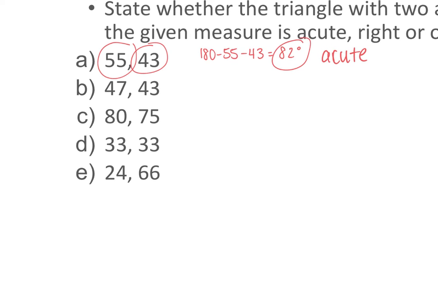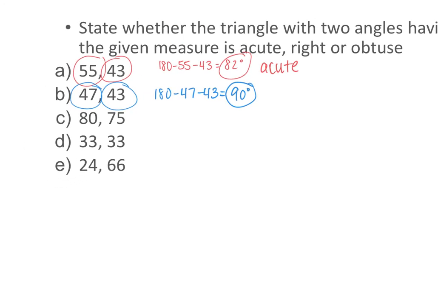Let's do the next one. We've got 47, 43. And now let's do 180 minus 47 minus 43. And 47 and 43 combined give me 90. 180 minus 90 is 90 degrees. So my last angle is 90. Whenever you have an angle that is 90 degrees, your triangle is a right triangle.